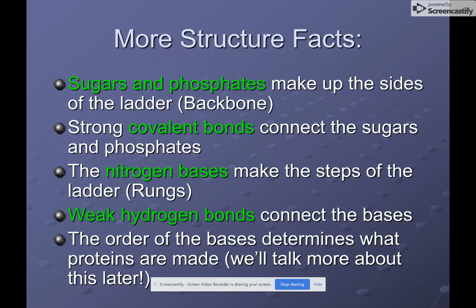The nitrogen bases make up the steps. These are connected by weak hydrogen bonds. It makes it easier to break so that we can open it up and transcribe it, which means rewrite or copy it. And then in the end, the order of the bases tells me what we're going to make. DNA is the instruction for life. In the end, it's the instruction for proteins, which we'll get to next chapter.